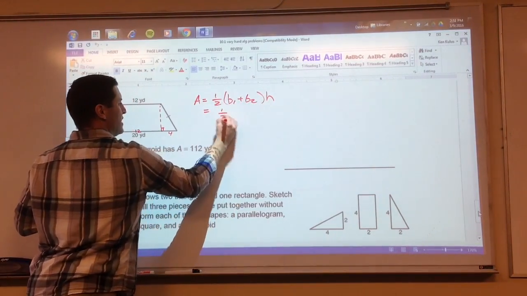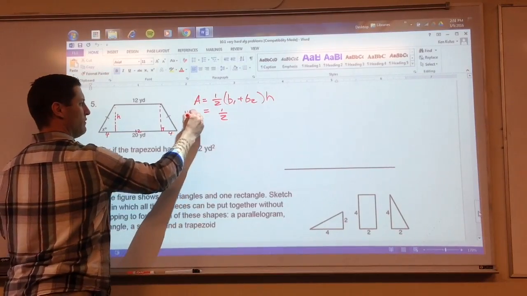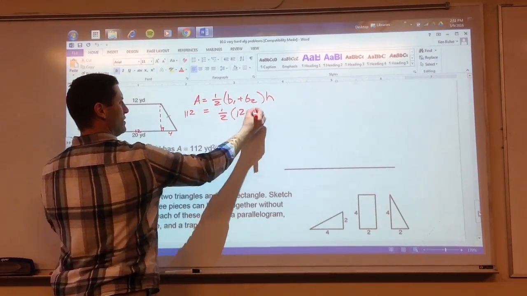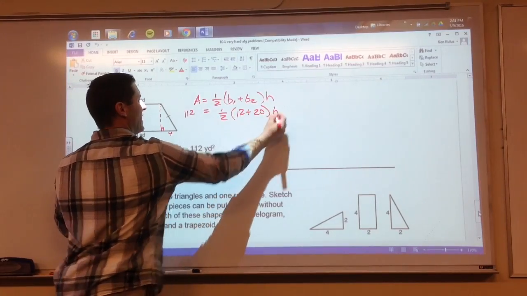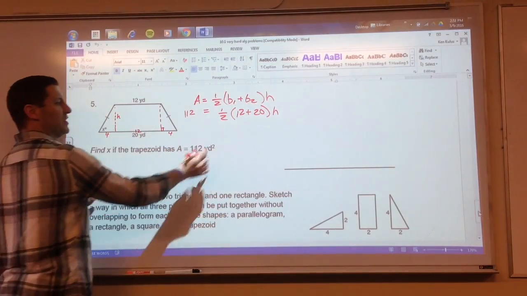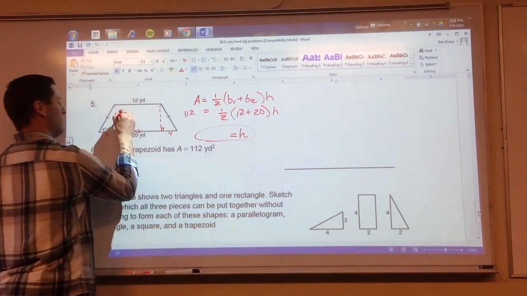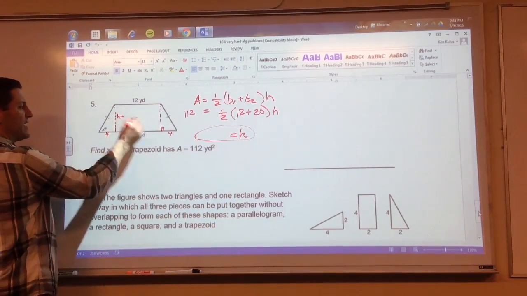I'm going to plug numbers in. Area is 112. Base 1 is 12, base 2 is 20. And I don't know the height, so I'm going to leave it in h. What you need to do is find the height. I'm going to take that height and write it in this spot for the height.